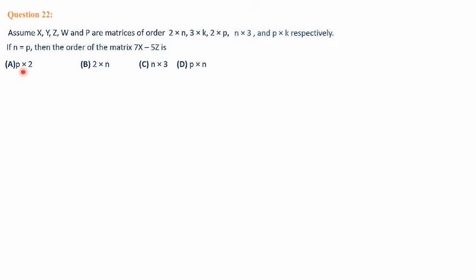There are four options given. The first option is P by 2, the second option is 2 by n, the third option is n by 3 and the fourth option is P by n. This question you will try as homework.